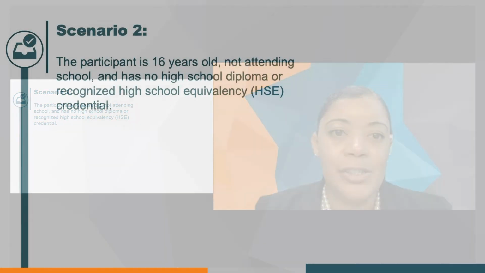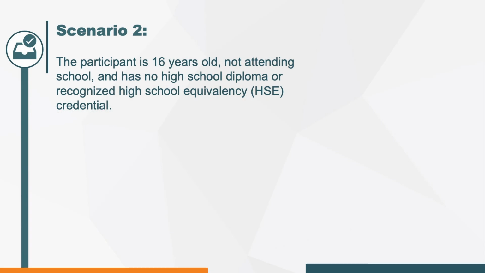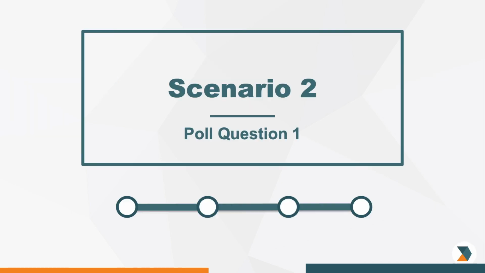Thank you, Kim. In this scenario, the participant is 16 years old and not attending school. They have no high school diploma or recognized high school equivalency credential. Now for our first poll question. What barriers are most relevant for the eligibility process of this participant? High school dropout, not attending school, no high school equivalency credential, or not attending school and not high school equivalency credential.